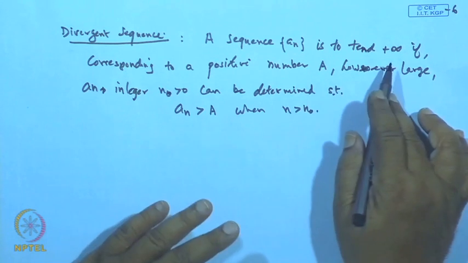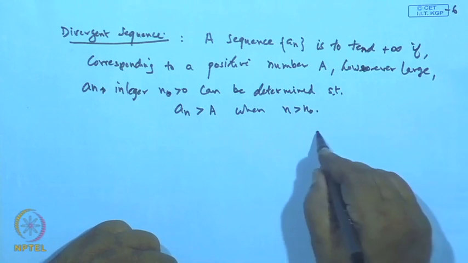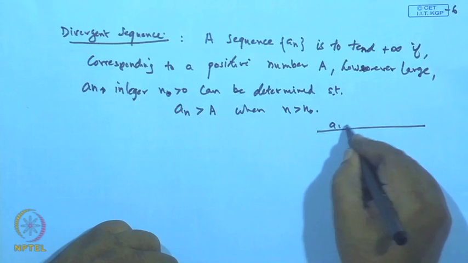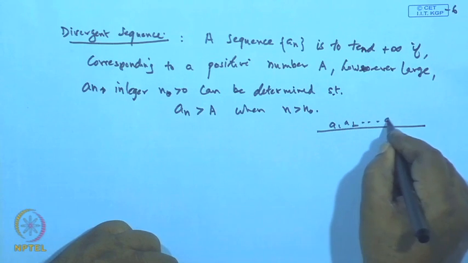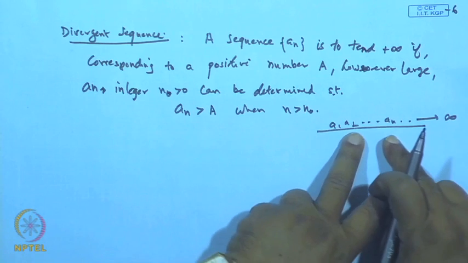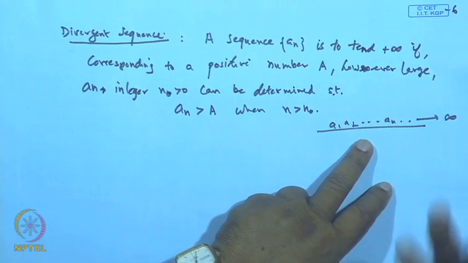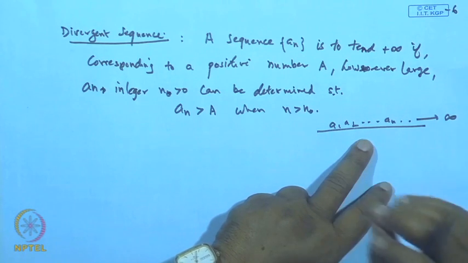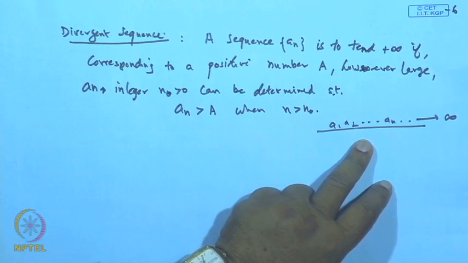We say the sequence tends to plus infinity as n tends to infinity. So, these are the sequence a 1, a 2, a n and so on, and this tends to plus infinity. It means the limit of this sequence a n is not finite, it is infinite. So, it is a diverging sequence. A sequence is said to be diverging when the limit of the sequence does not exist. Either it will be plus infinity or minus infinity, then it is said to be a diverging sequence.